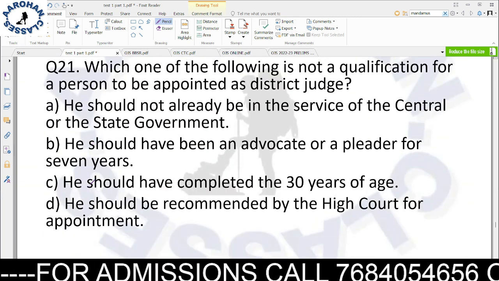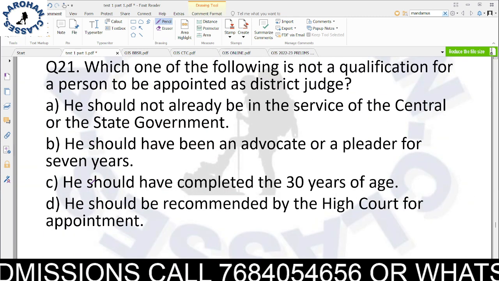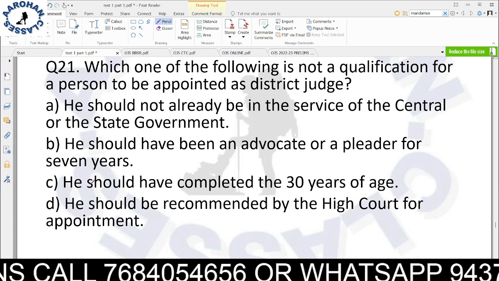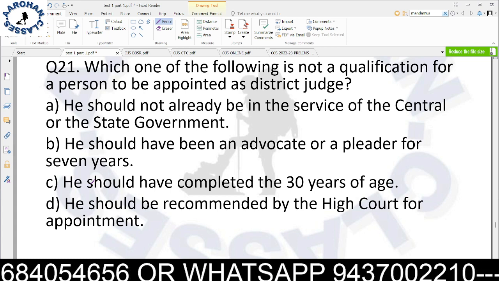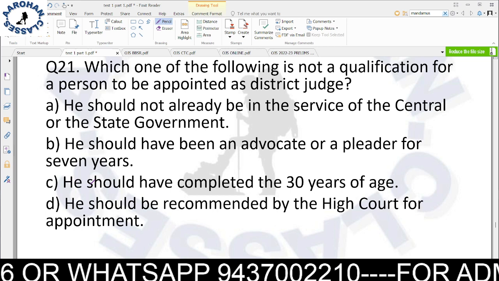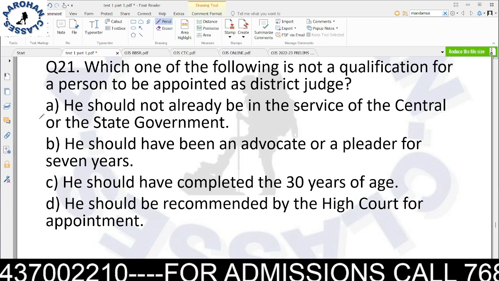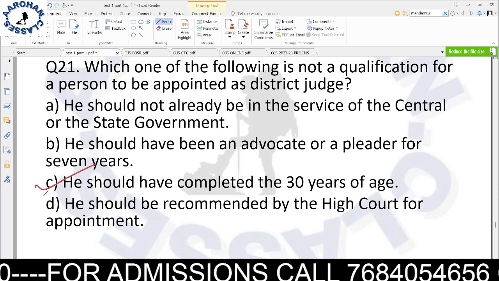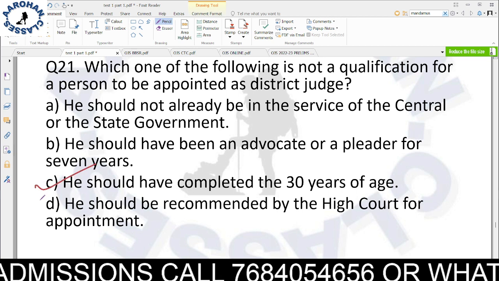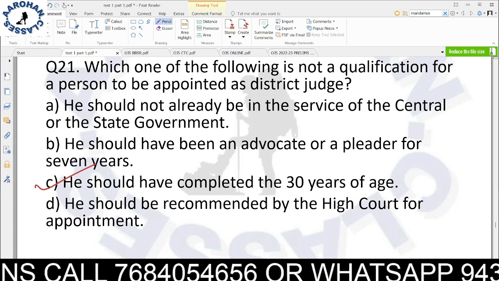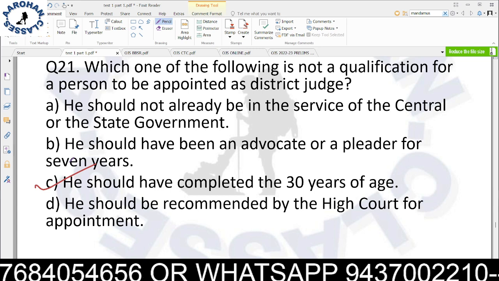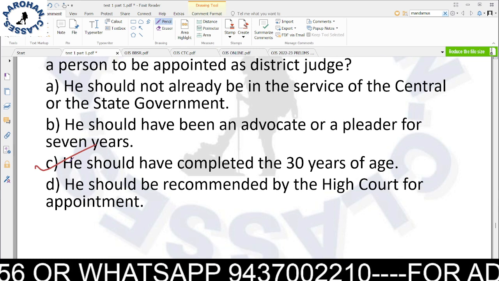Next, come to question 21. Which one of the following is not a qualification for a person to be appointed as district judge? Not a qualification. He should have completed the age of 30 years. Generally it is 35, and 7 years of practice. So C is the answer.